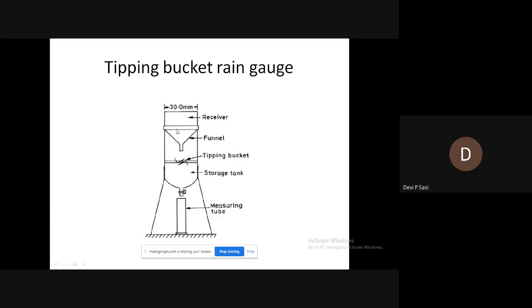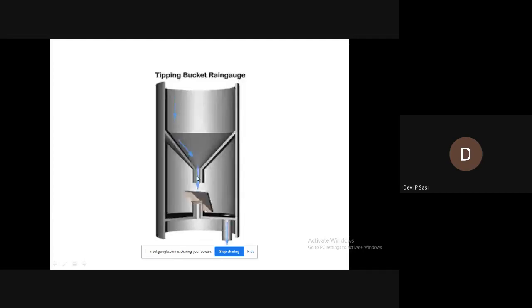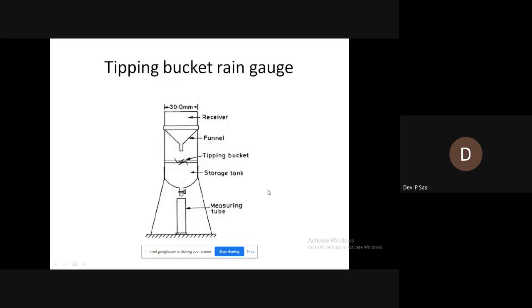The water reaches the receiver, from the receiver to funnel, then to tipping bucket, and when one tipping bucket fills, it tips. At the same time, another bucket is brought beneath it, and the water is emptied into the storage tank. Then each 0.25 mm produces 1 mark. That is about tipping bucket rain gauge.